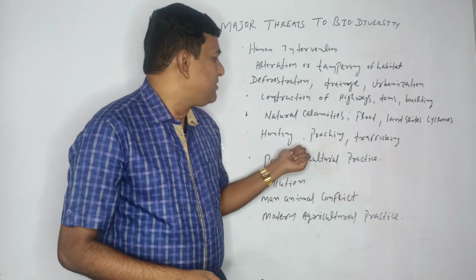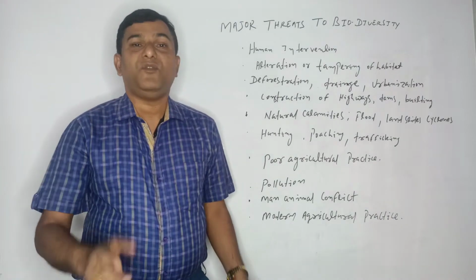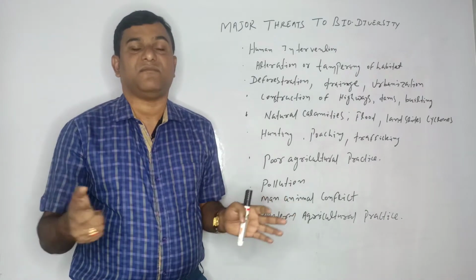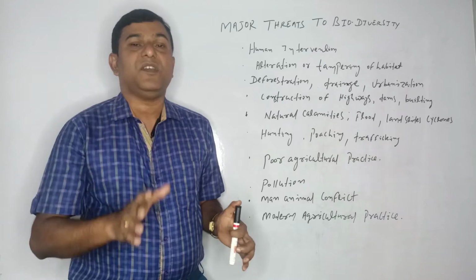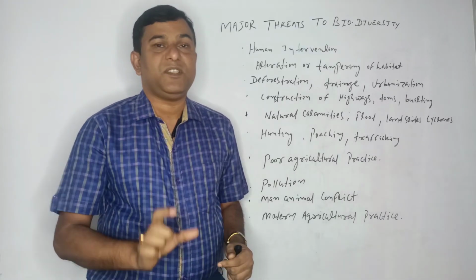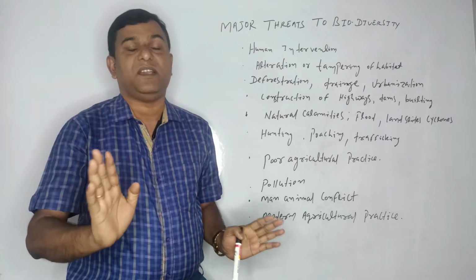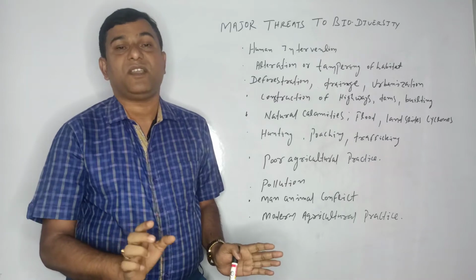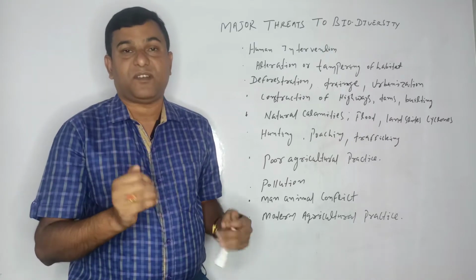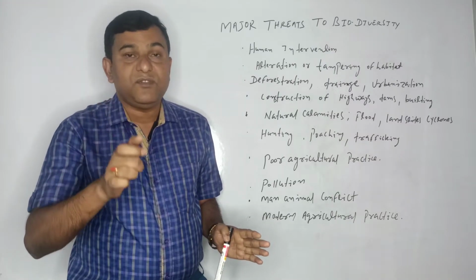Then hunting, poaching, and trafficking. We human beings always believe in illegal things. Most of the people are involved in them. That means everything is made for human need, not for human greed. Our earth has made everything for us, not for any other thing. That means we can use all these things.